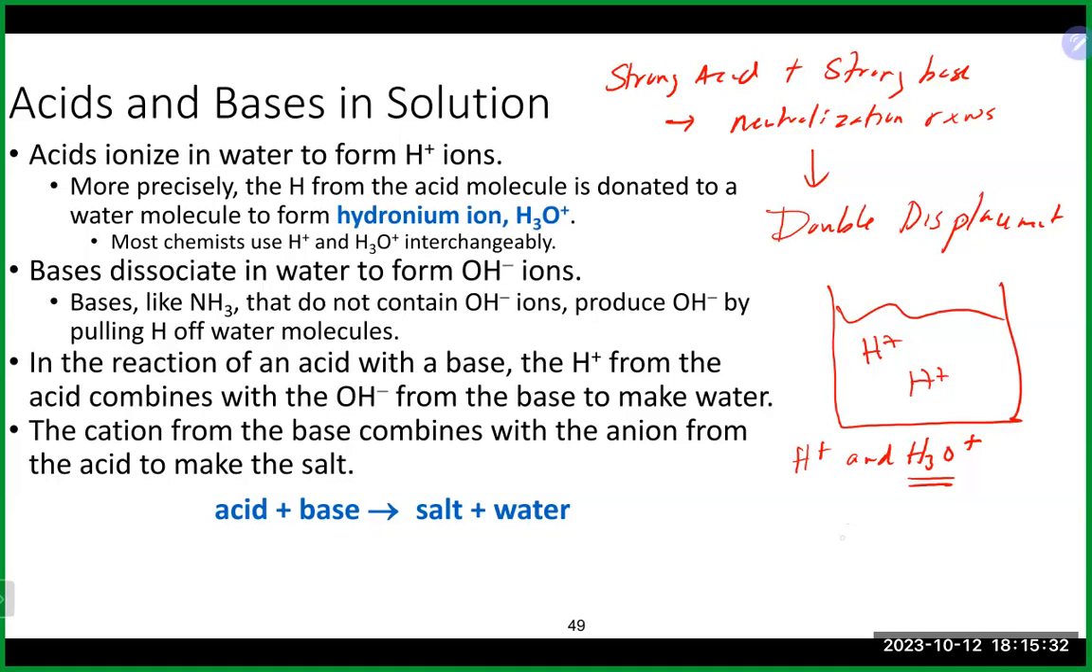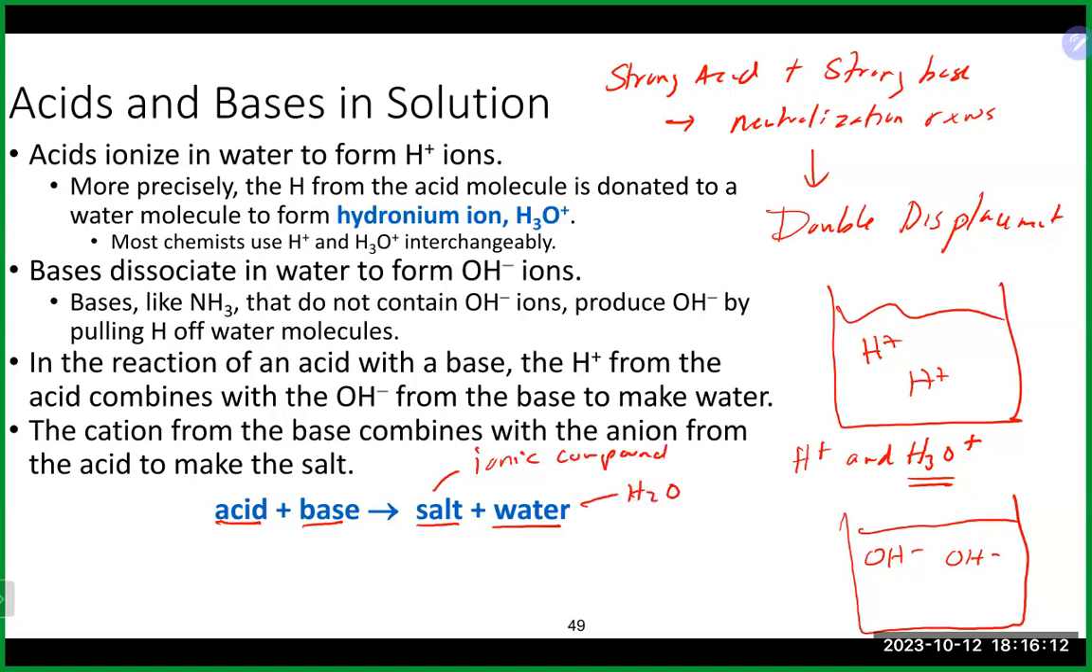Now, what makes something a base is a similar ability, but it is the ability to produce free OH- floating around in the solution. So something that's able to produce free OH- in solution is considered a base. And there are strong acids and strong bases, as we might have touched upon last time. But typically, when you take a strong acid and strong base together, an acid and a base will always form what's referred to as a salt and water. A salt is an ionic compound, so it's got a positive and negative ion together. And obviously, water is our H2O in this case.